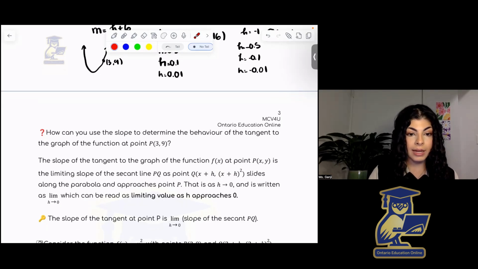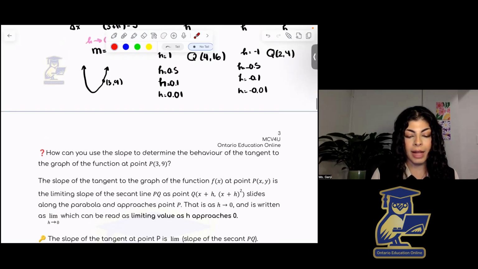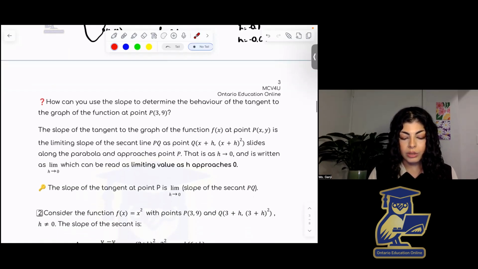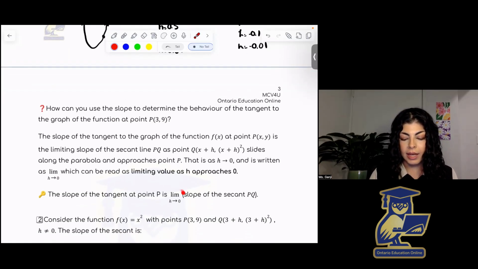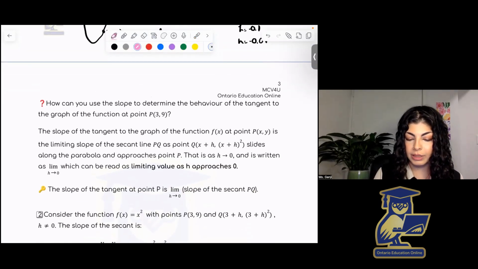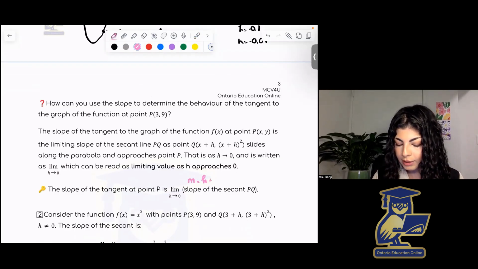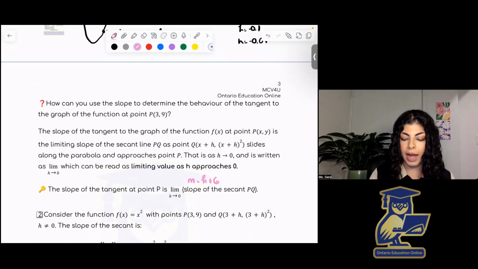So as we slide along the parabola and approach point P, so Q is getting closer and closer to P, then that means h is approaching 0. And we can write this limiting slope using this limit sign now, where we are saying that the limit as h approaches 0 of that m value, and we're going to find what that is. So the slope of the tangent at point P is the limit of the slope of the secant PQ as h approaches 0. So in our case, the slope of the secant was m equals h plus 6. So as h approaches 0, then we're actually just approaching 6 for the value of the slope.